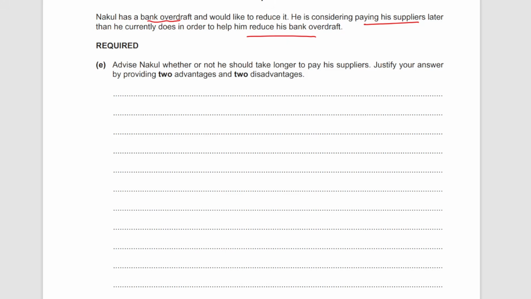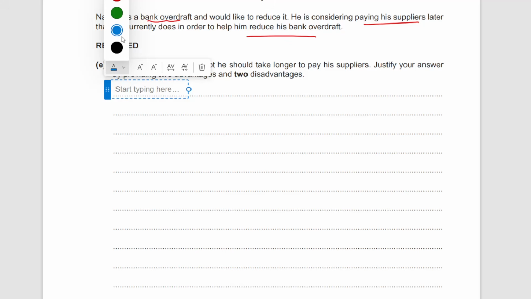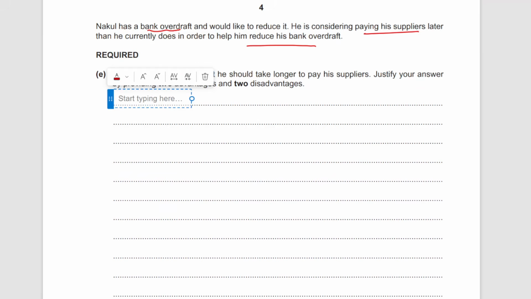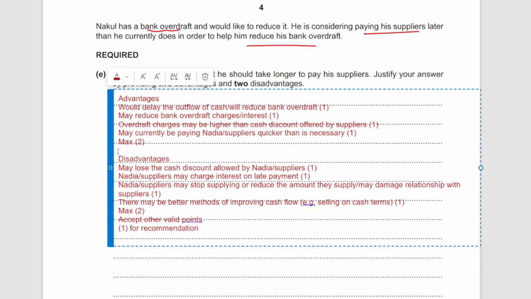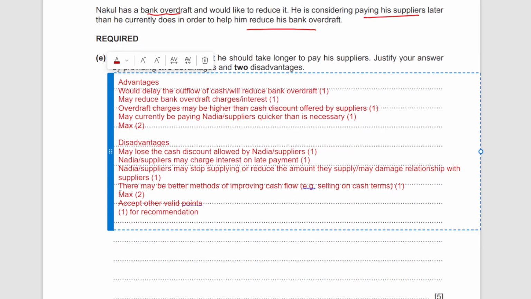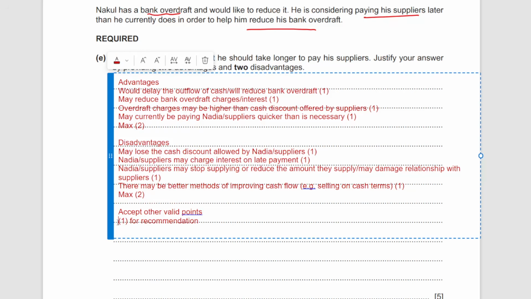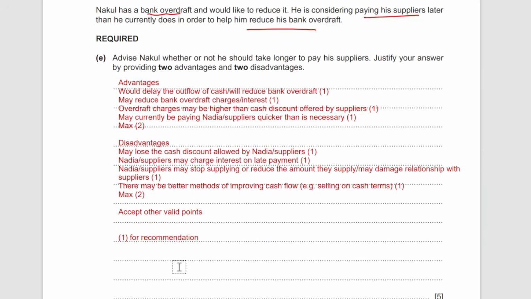What I will do is I'll just copy paste the mark scheme answers here. Okay, choosing the same color. Okay, there. So a quick look at this, and then we will stop the recording. Please give this a nice look.